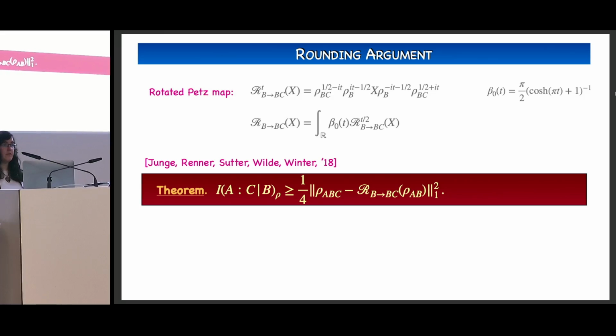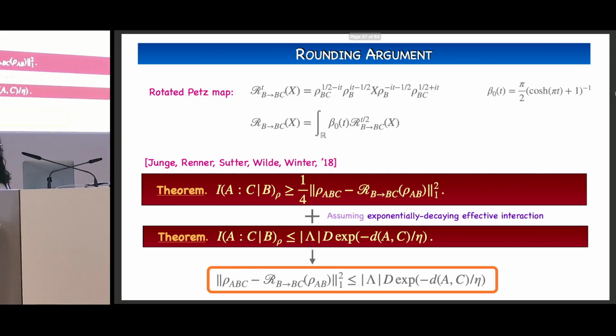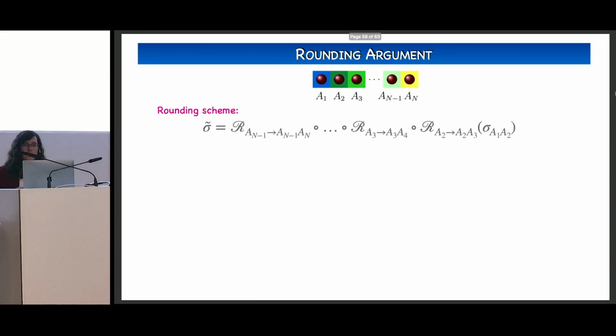So if you remember from a couple of slides ago, I told you that if we assume exponentially decaying effective interactions, we have this exponential decay for the CMI, which means that now if you put these conditions together, we have that the difference between the state and the rotated PETS map can be upper bounded by something that decays exponentially with the distance between A and C. Now with this, we can construct a rounding argument. And again, this can be extended to Markov shields with a very weird geometry, but I do it here in 1D because it's much easier to see.